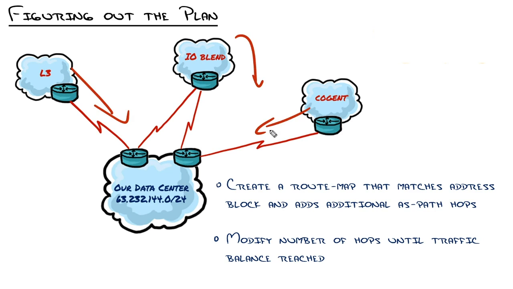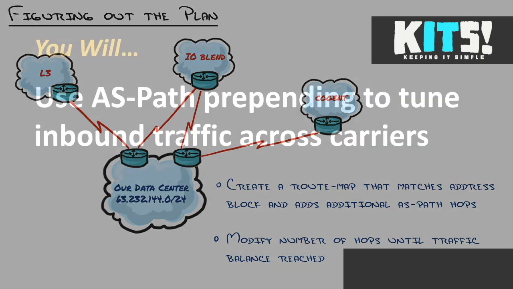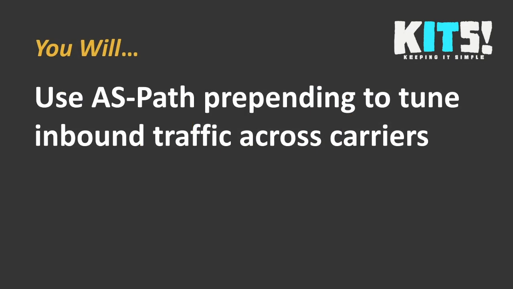Iron Mountain costs too much for their bandwidth. Sorry if you're listening, guys, but give me a cheaper rate. Just saying. Anyway, let me wrap this up. You now know how to use AS path prepending to tune inbound traffic across carriers.